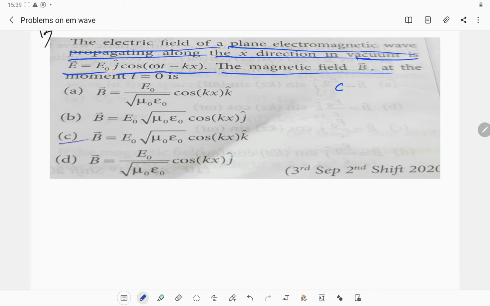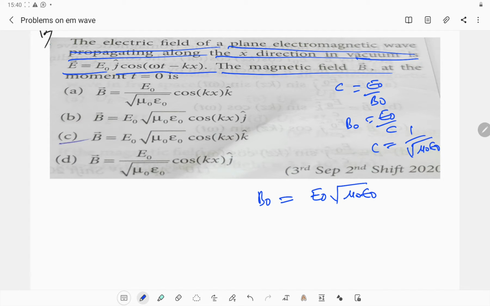See here, C is equal to E naught by B naught. Therefore, B naught is equal to E naught by C. But in the options, it is in terms of mu naught and epsilon naught. But C is equal to 1 by square root of mu naught epsilon naught. Therefore, B naught is equal to E naught into square root of mu naught into epsilon naught. This is the amplitude of the magnetic field.